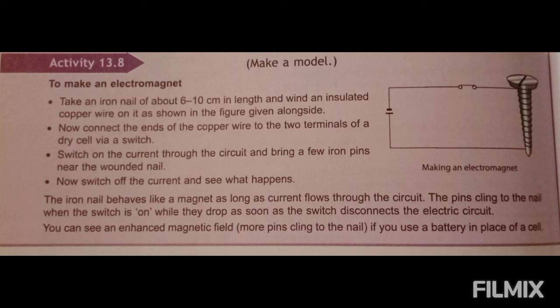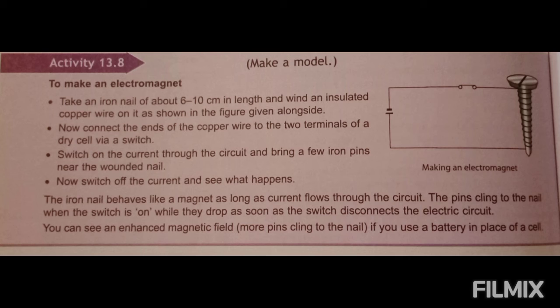For this, we will take an iron nail of about 6 to 10 centimeters and we will wind an insulated copper wire around it as you can see in the figure. Now we will connect the ends of the copper wire to the terminals of the dry cell. Then we will switch on, then the current will flow in the circuit and through the iron nail also. Now switch off the current.